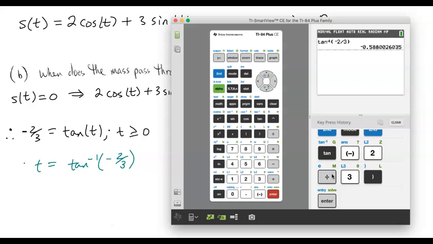And if you notice, the answer that we get is negative. Now that's a problem, because what we're saying is the first time the mass goes through the equilibrium for times t greater than or equal to 0 is a negative value. So if you think about that for a second, what you're actually seeing is us abusing the tangent inverse or the arctangent function, because we don't understand what this particular function is actually talking about in terms of time.